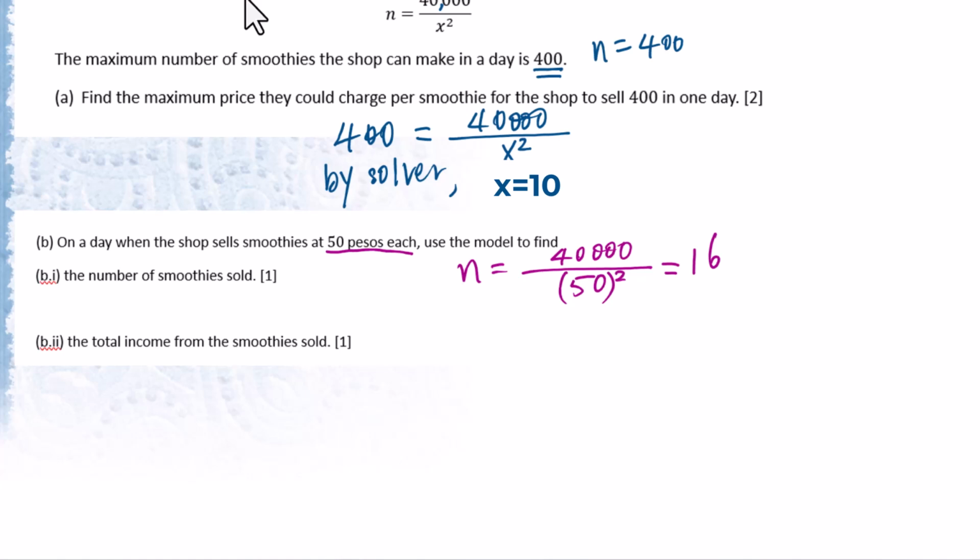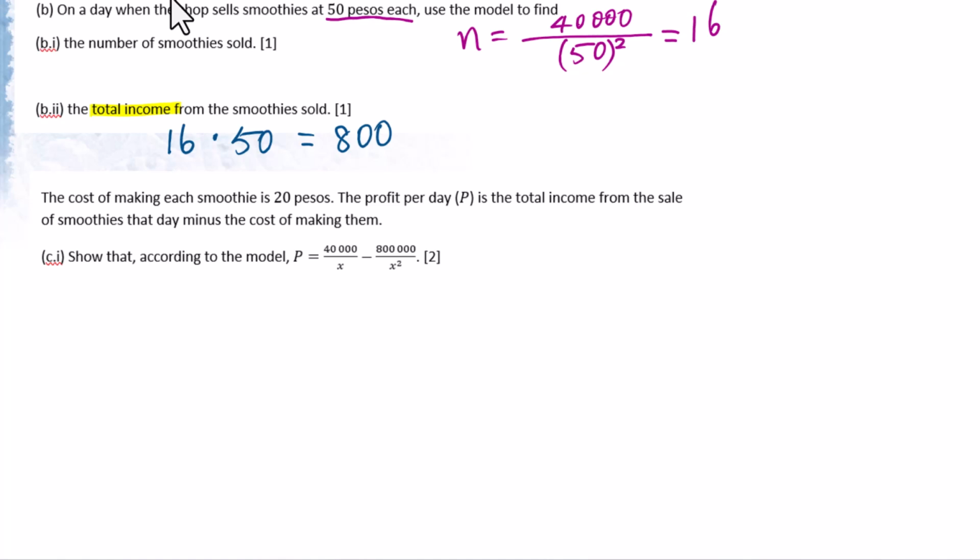B2, the total income from the smoothies sold. Total income equals the number of smoothies sold, 16, times the price of each smoothie, which is 50 pesos, equals 800 pesos. The cost of making each smoothie is 20 pesos.